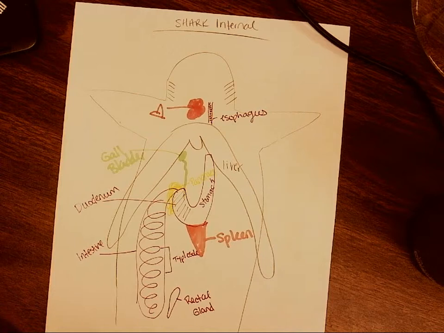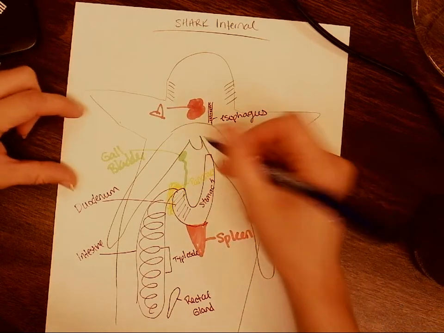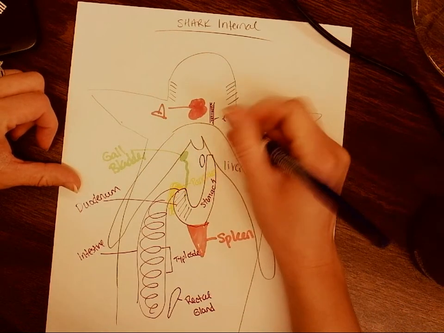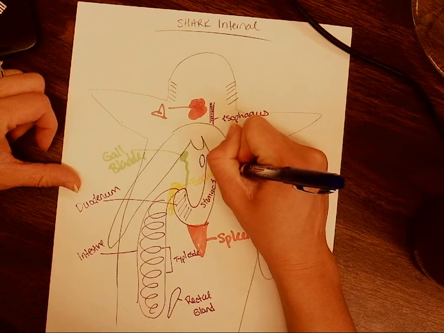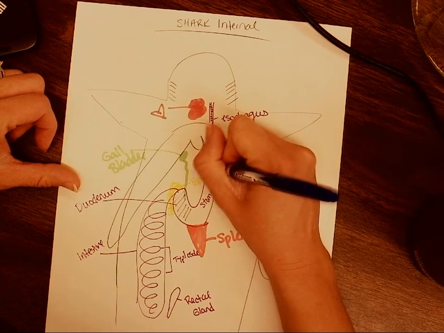And we can go ahead and add some gonads here. If we have a male with claspers, we're going to see testes, and these are going to be smaller than the ovaries, and they're going to sit on either side of the stomach here. We're going to draw and color these blue.